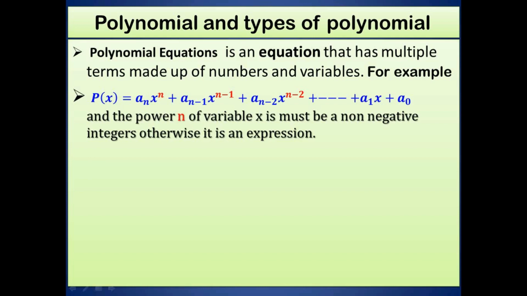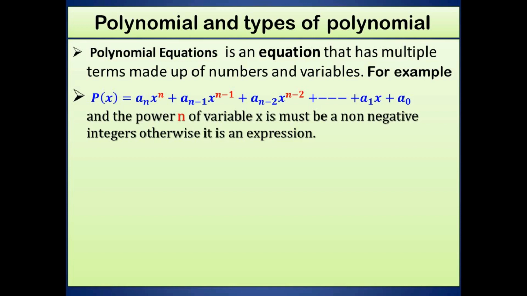Right? According to the definition, there are multiple terms, 1, 2, 3, 4 and so on up to n terms, which are made up of numbers. Numbers mean the coefficients. Here a_n, a_(n-1), a_(n-2), a_1, a_0 describe the numbers, and the variable we are using is x. Right? Now, for the power n, there are 2 conditions.